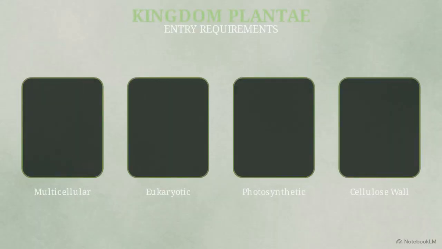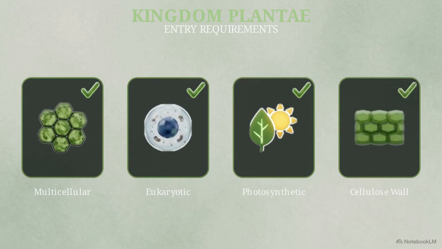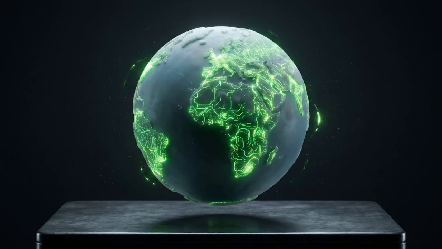To even get into the Plant Kingdom Club, an organism has to meet 4 strict criteria. It must be multicellular, possess complex eukaryotic cells, make its own food through photosynthesis, and build its cell walls out of cellulose. Once you know the baseline, you can stop memorizing random lists. Plant classification is actually a chronological tech tree. It's a sequence of biological upgrades designed to conquer Earth step by step.